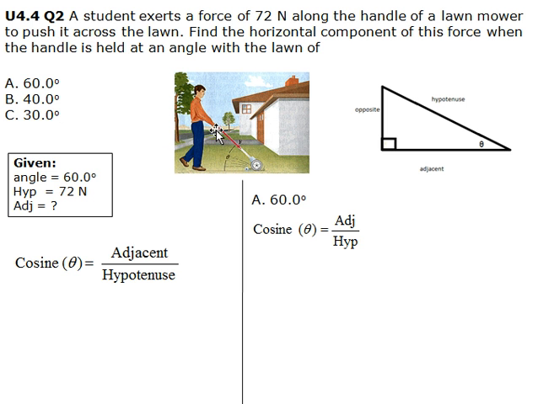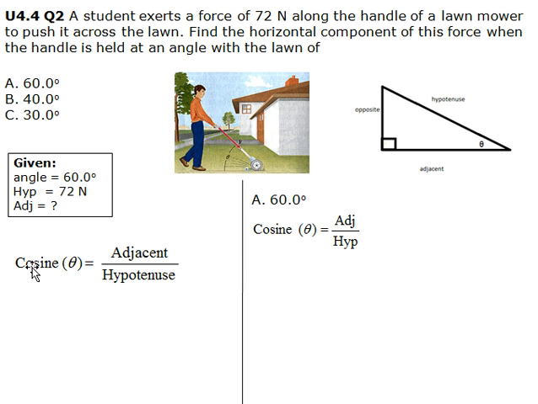So we see this person here pushing this lawnmower, and that's the force being exerted. If we reference this right triangle here, the force being exerted is on the hypotenuse, and we're trying to find the horizontal force, which is the adjacent. So we're going to work on question A, and what's given to us is an angle of 60 degrees. The hypotenuse is equal to 72 newtons, and we're trying to find the adjacent, which is the horizontal force.